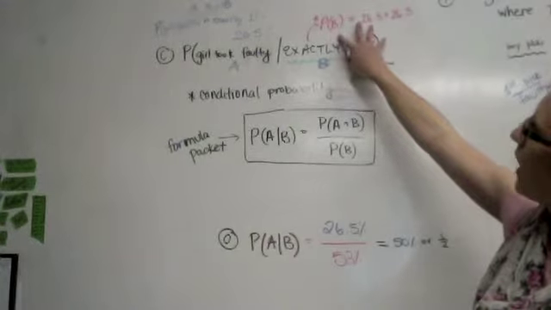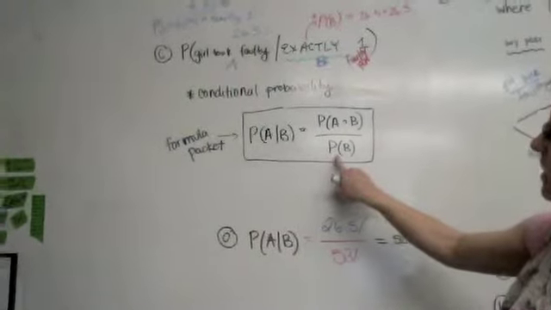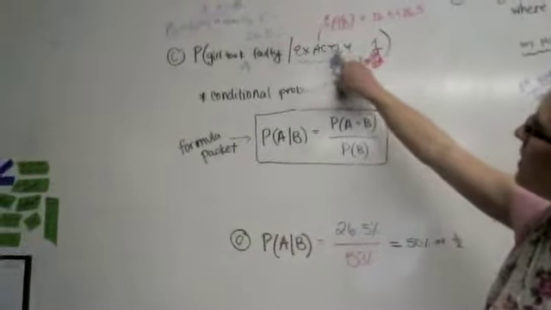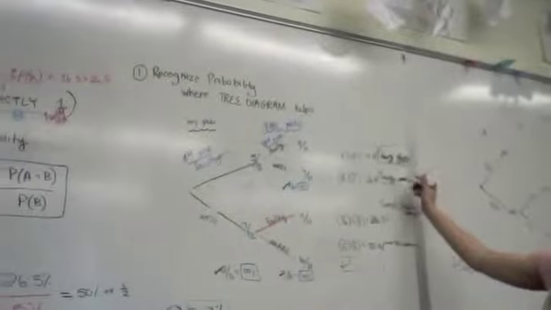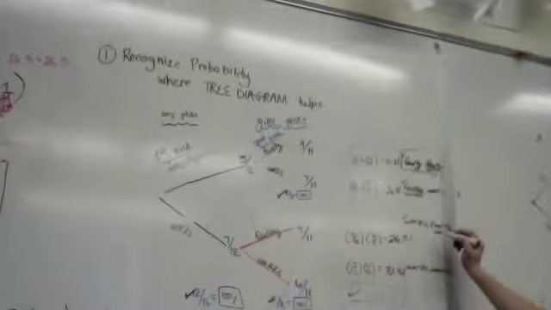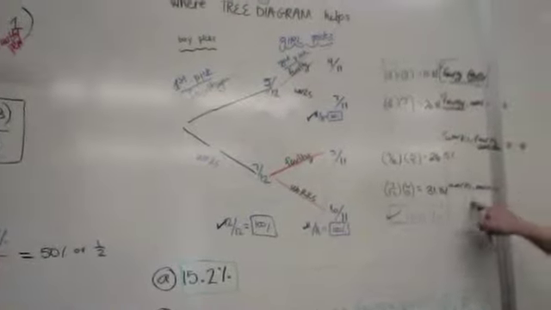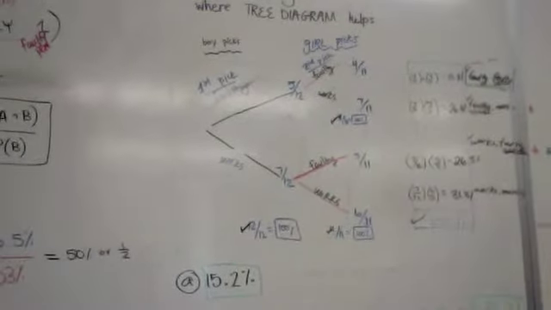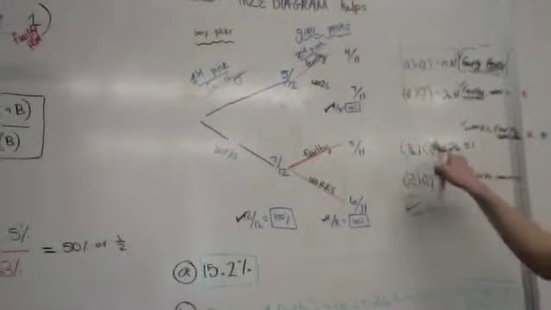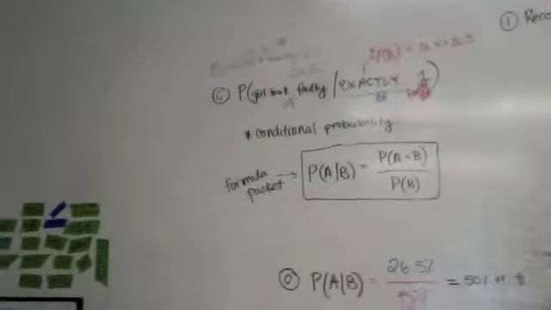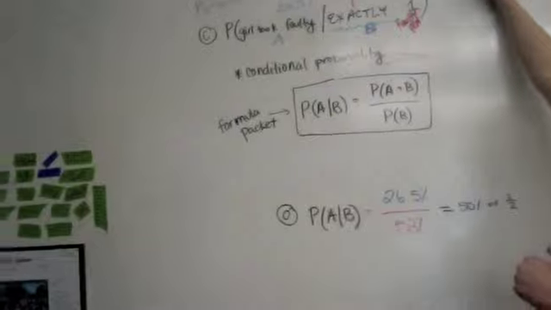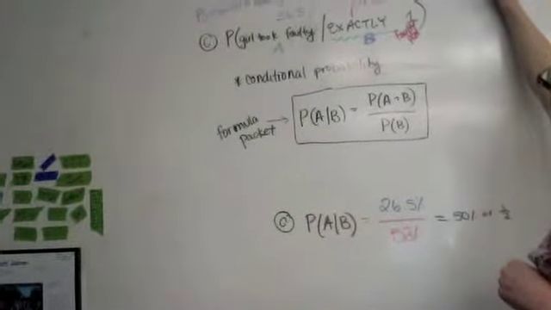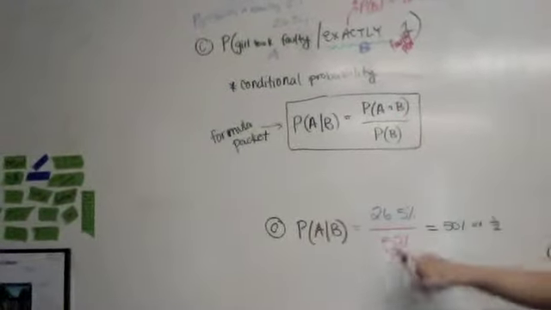Thirdly, I'm going to find the probability of B because I need that. The probability of exactly 1 faulty pen, again, coming over here. Here's exactly 1. Here's exactly 1. This one has 0 and that one has 2. So 26.5 plus 26.5 gives us the probability of a faulty pen is 53%. I can substitute that into my formula already.